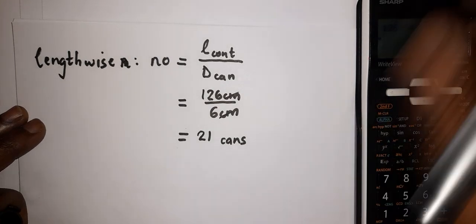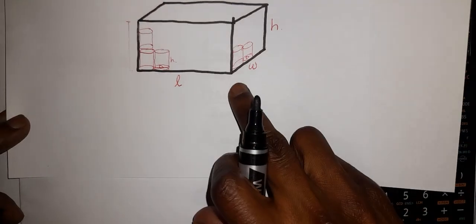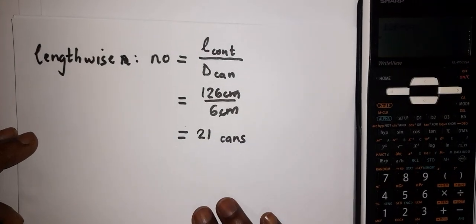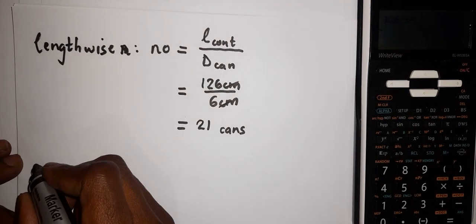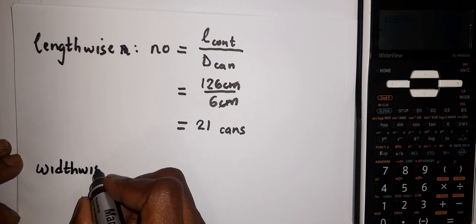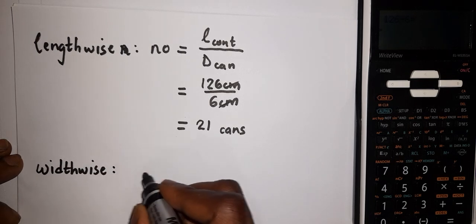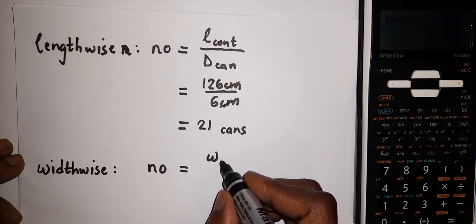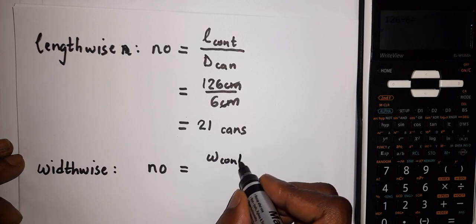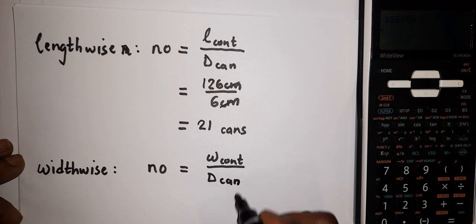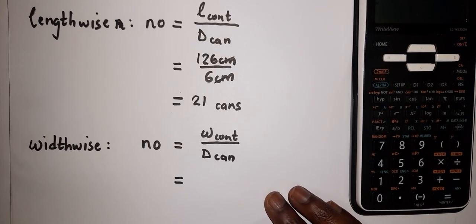Then let's look at the width of this container. How many of these cans can we fit? So we'll go width-wise. Width-wise, again, we're looking for the number. The number will be the width of the container divided by still the diameter of the can, because the can is exactly in the 2 dimensions.